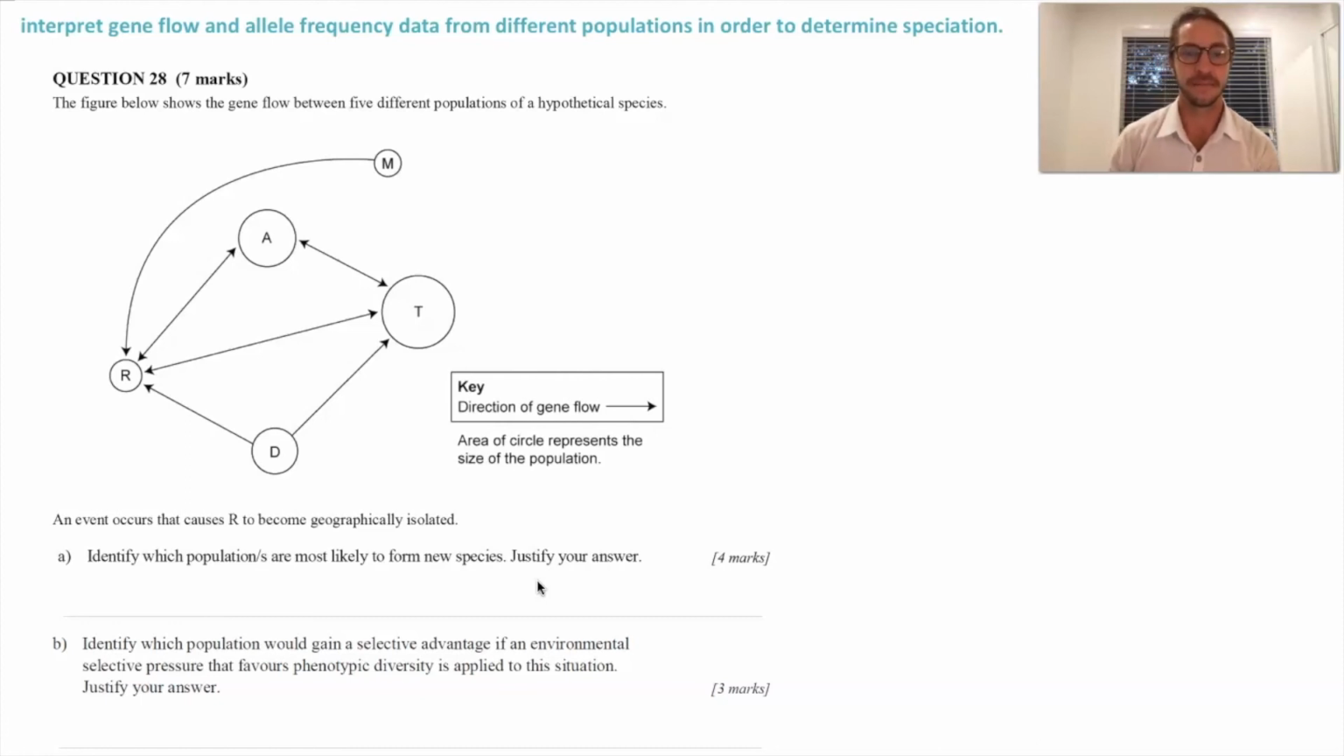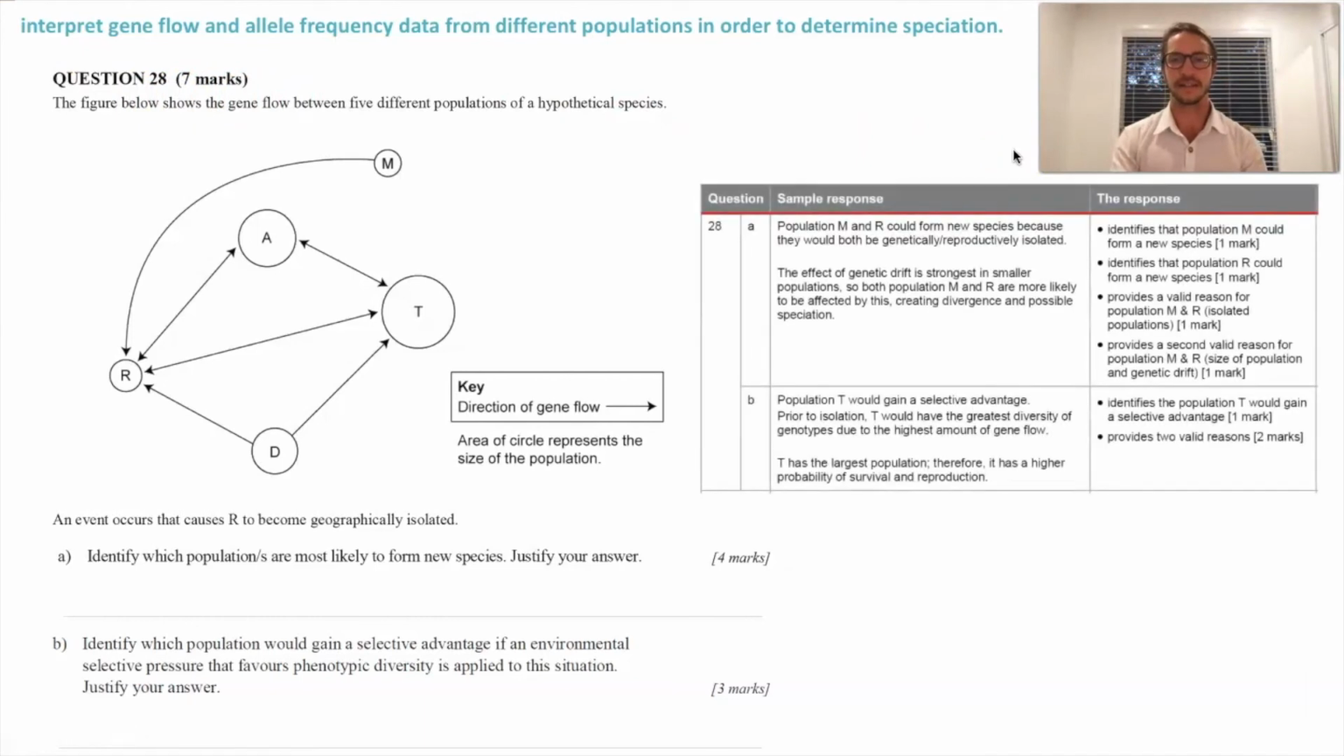Okay, so this is a big one. This is worth 7 multiple choice questions that you get correct if you do this one. Let me show you what QCAA did. Alright, so 4 marks for A.